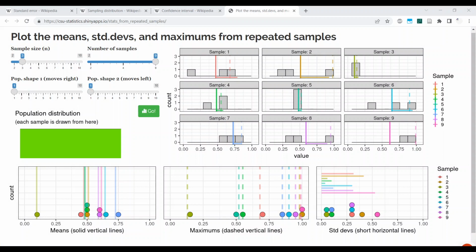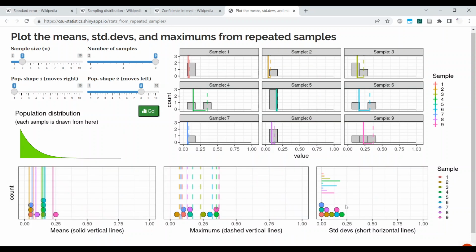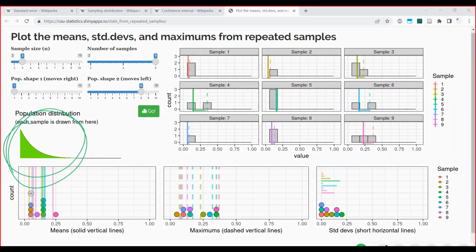If I were to make this thing be right skewed, what I would see is that these maximums aren't all that big anymore, because that's the distribution from which my data came.